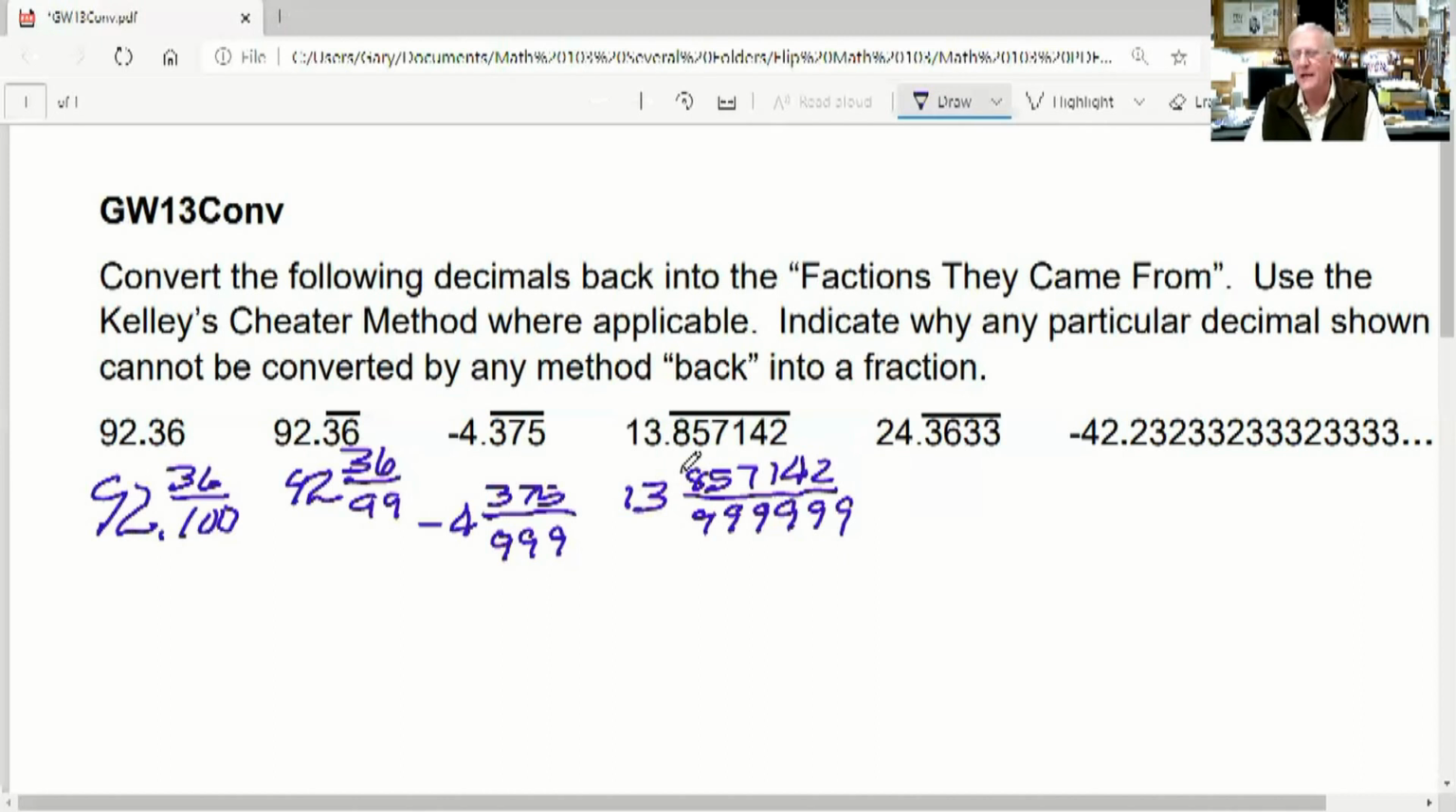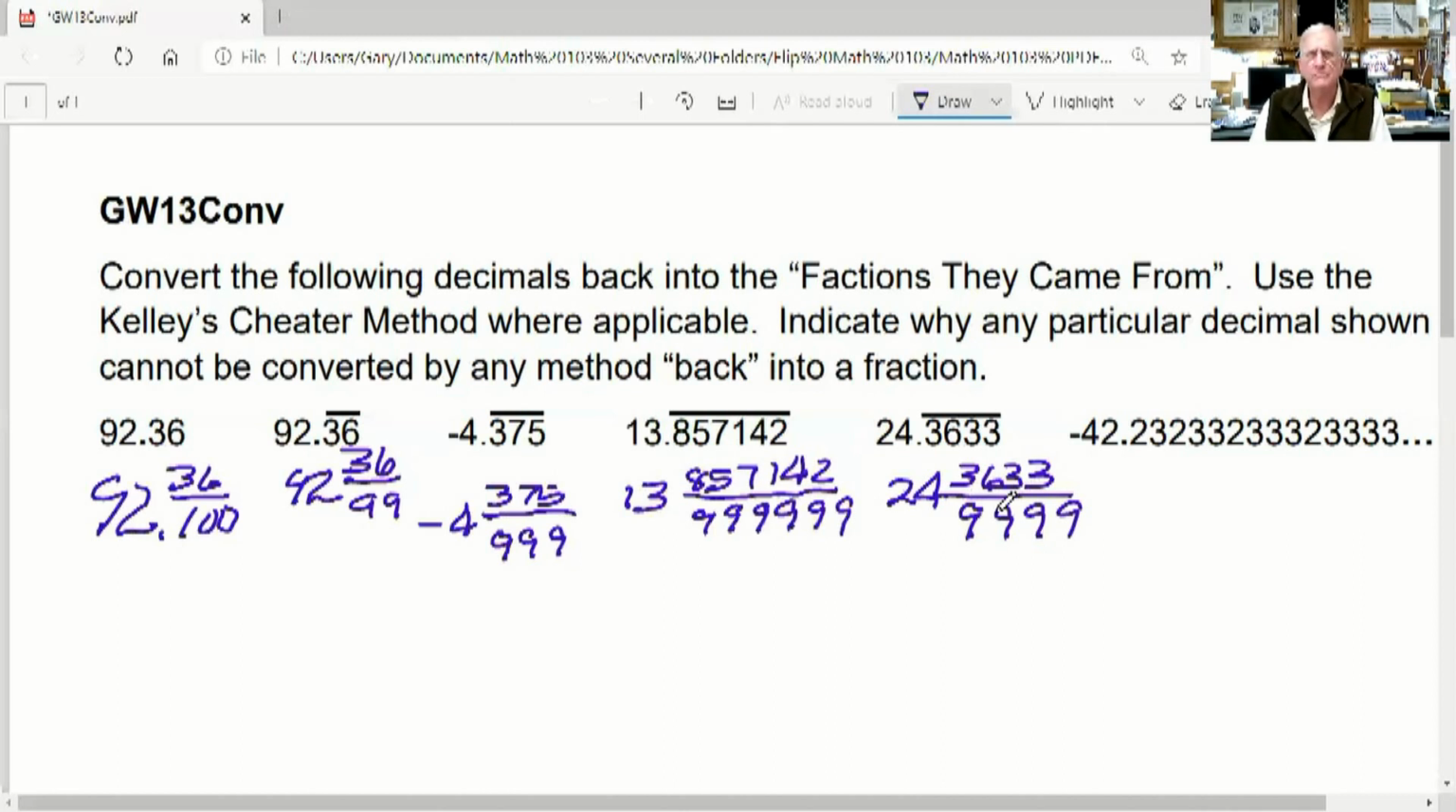In the next one, it's a 4-digit repeater. The 3633 repeats again, and then again, and then again. So what you do, if you recall, is you put your 24 whole number down, okay? And the 3633 goes over how many nines? It goes over 4 nines, right? And I'm sure that this will reduce. You can see that both the top and bottom are divisible by 3, but again, you do not have to reduce that fraction to lowest terms.